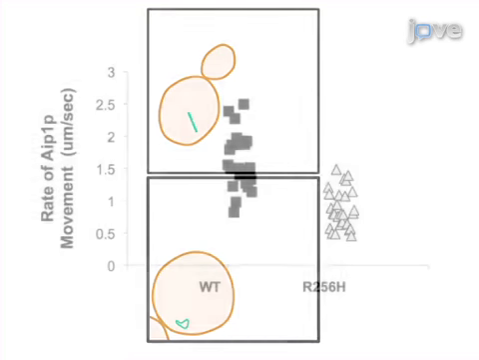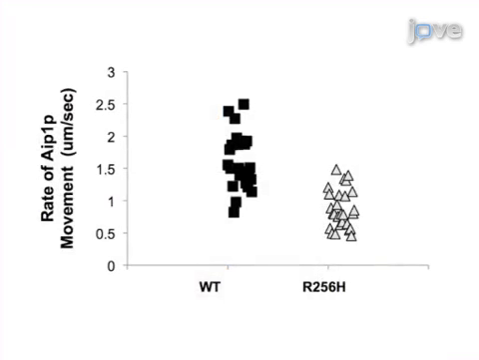cells. Ultimately, total internal reflection fluorescence or TIRF microscopy is used to show that the Aip1p moves slower in yeast expressing the R256H mutant actin than wild-type actin. This method can help answer key questions in the cytoskeletal field, such as the relative temporal movements of binding partners.